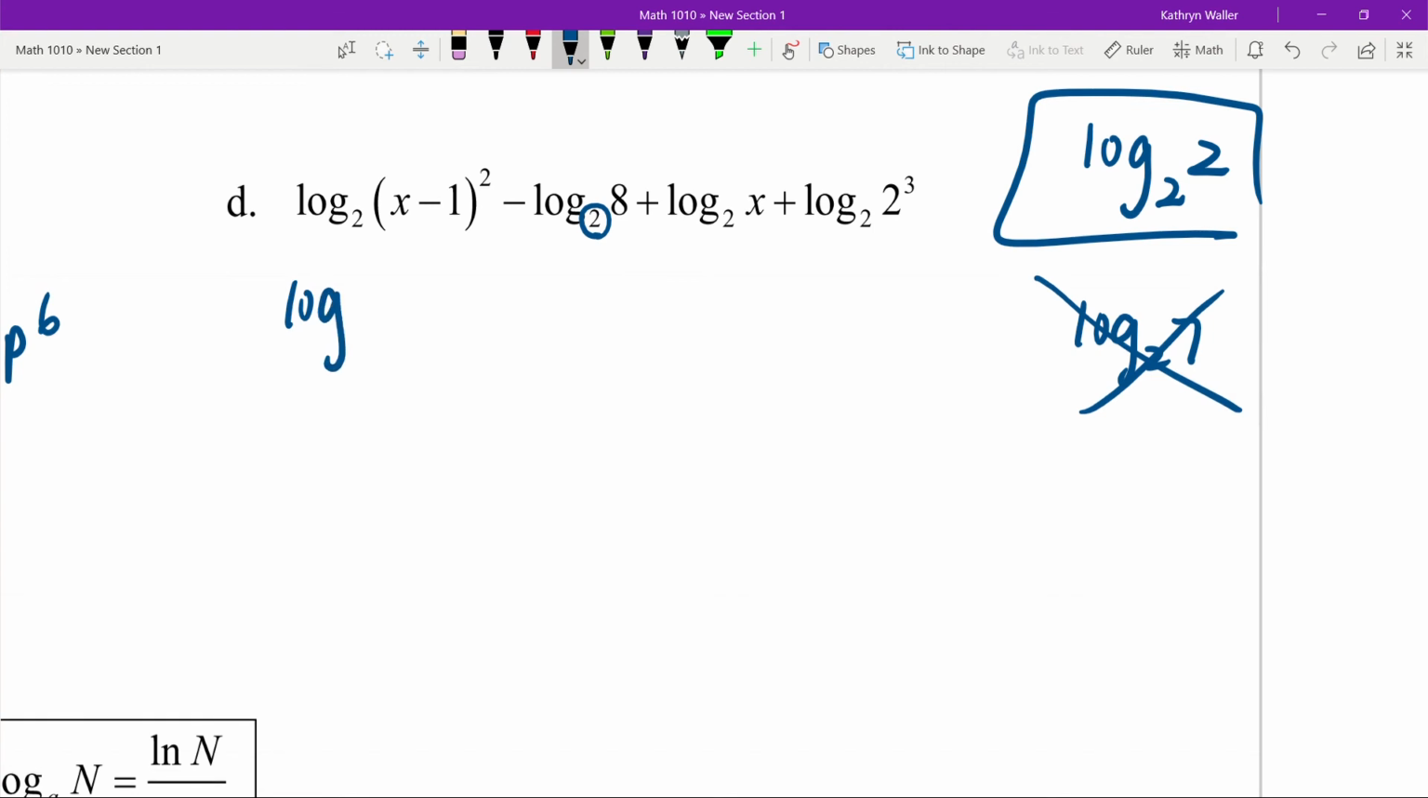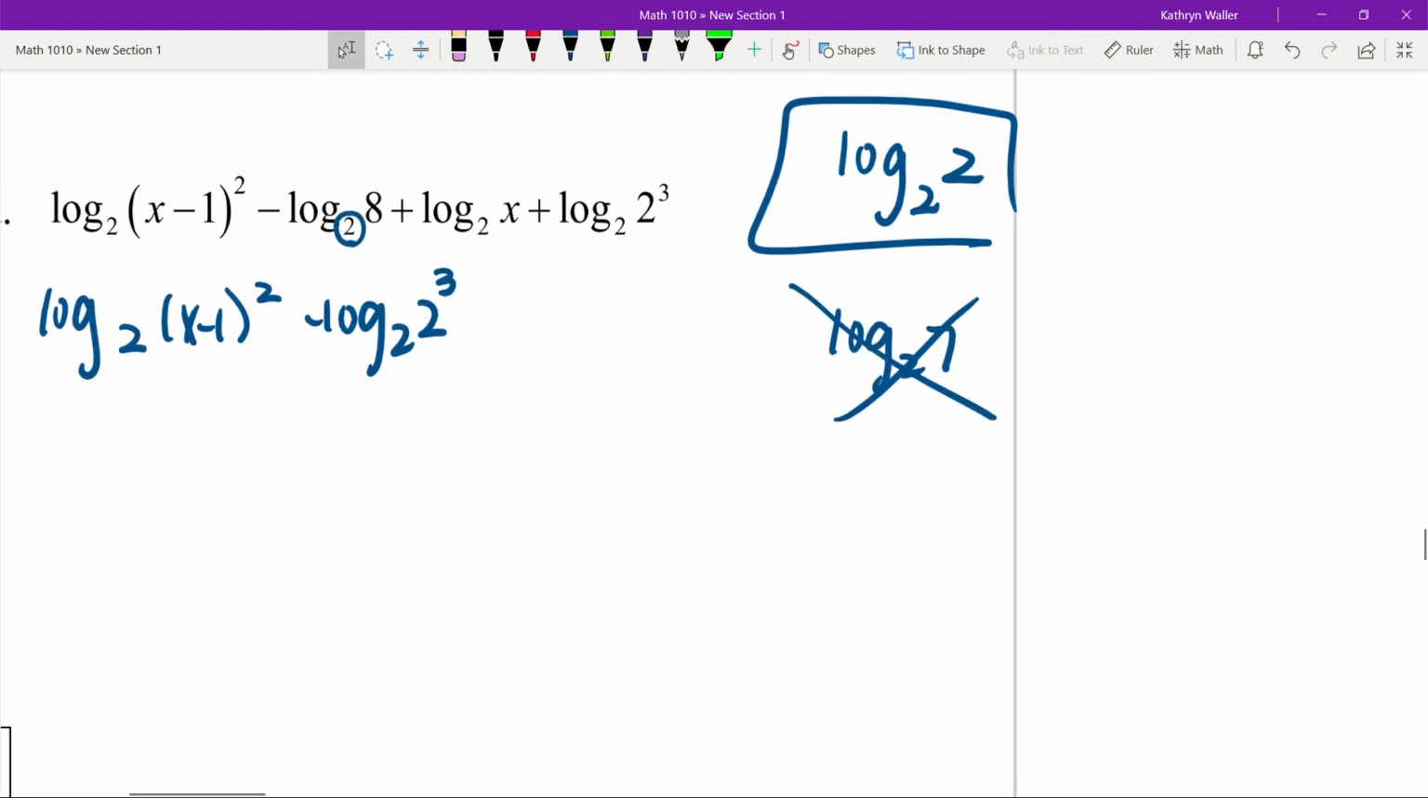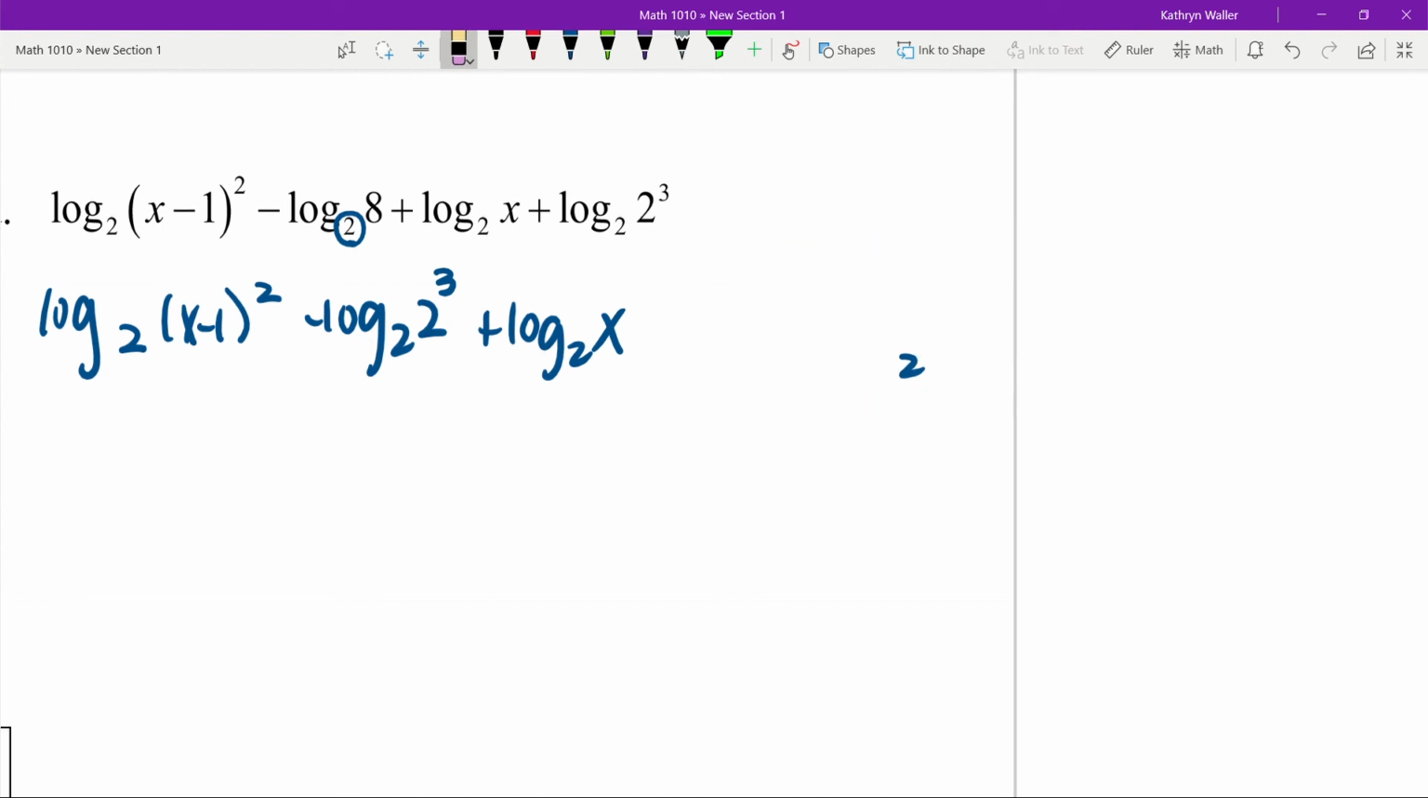So look at the 8. Everybody write down log base 2 of (x minus 1) squared minus log base 2 of 2 to the 3rd, because 8 is 2 to the 3rd. Okay? Then just keep going. I'm obviously not going to be able to write an x as a power of 2, so I'm just going to write that the way it was. And then this is plus log base 2 of 2 to the 3rd.